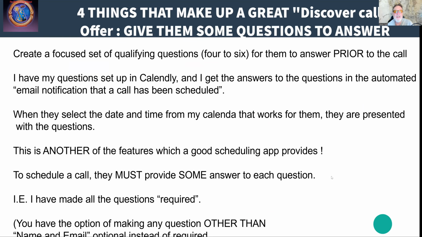And then the last thing that I'm recommending is give them some questions to answer that frame up the call you're going to have. That's create a focused set of qualifying questions, 4 to 6, for them to answer prior to the call. I have my questions set up in Calendly. It's another function that most of the scheduling apps provide. I get the answers to those questions in the automated email notification that a call has been scheduled.